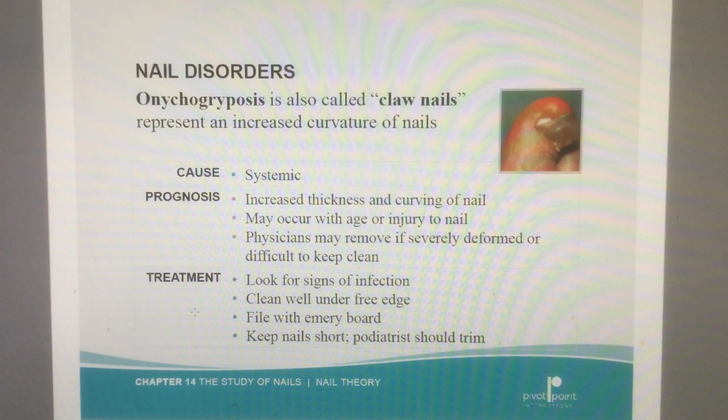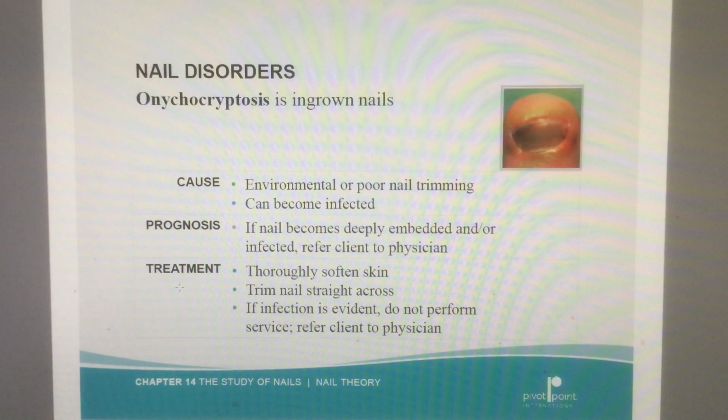Podiatrists are the ones who should be able to trim these. So we're not really meant to work on these as far as the trimming part of it, but we can try to keep them clean, keep them filed. And then, of course, if there's any sign of infection present, you would want to refer them to a physician, okay? And then if they're severe, the physician may just make the decision to go ahead and remove them.